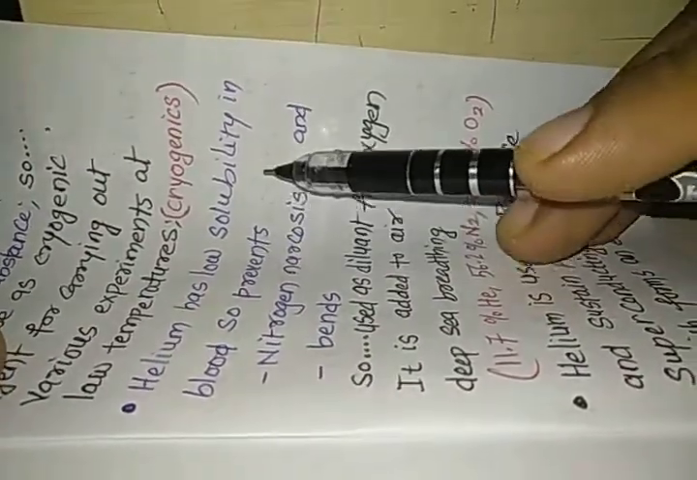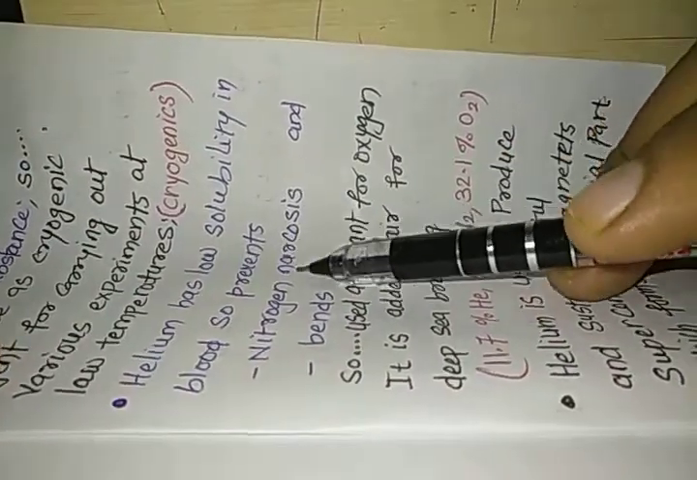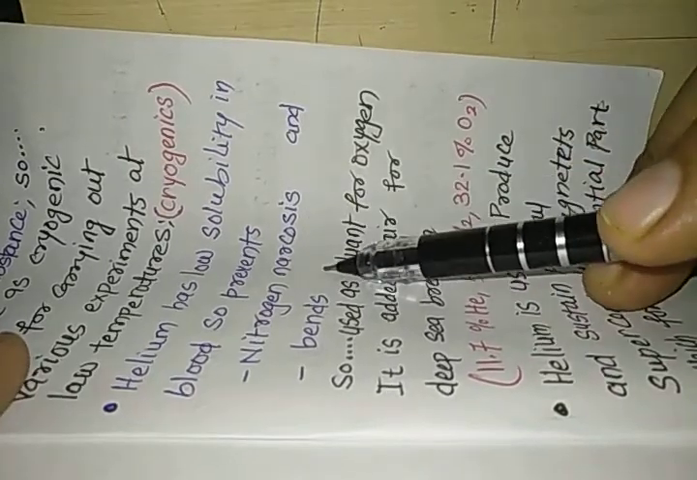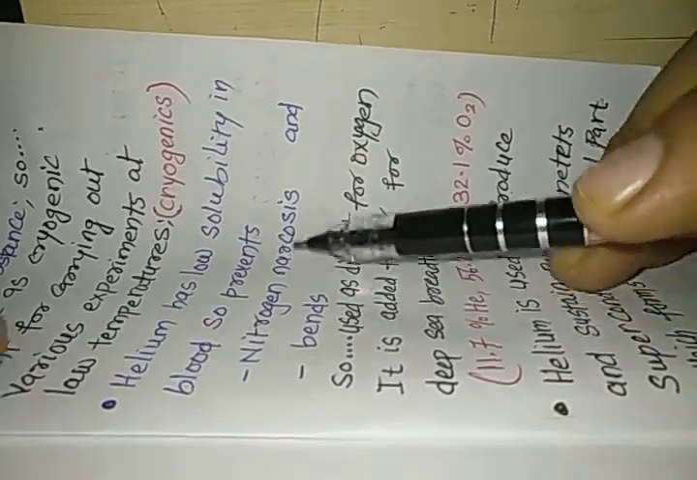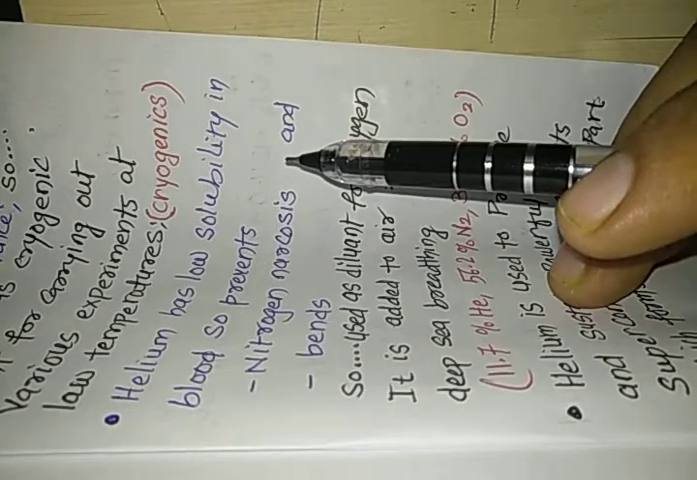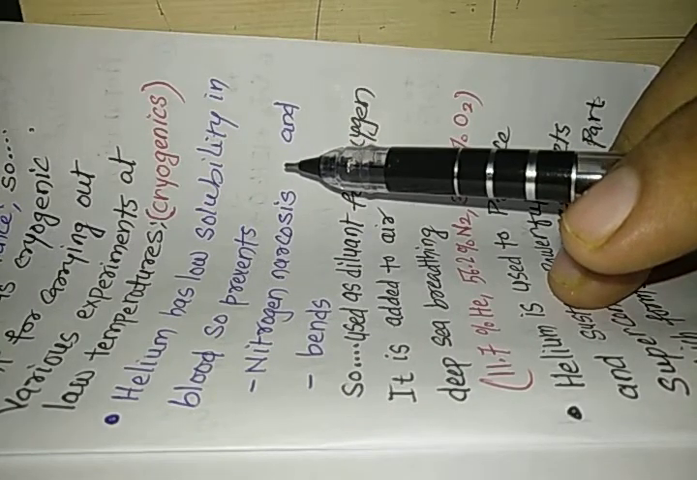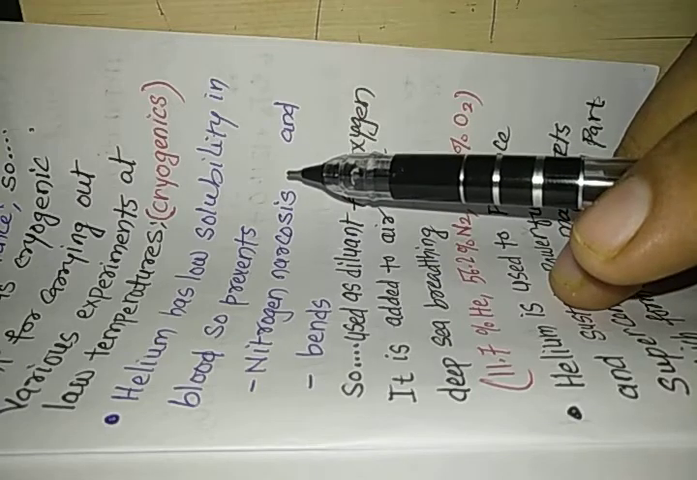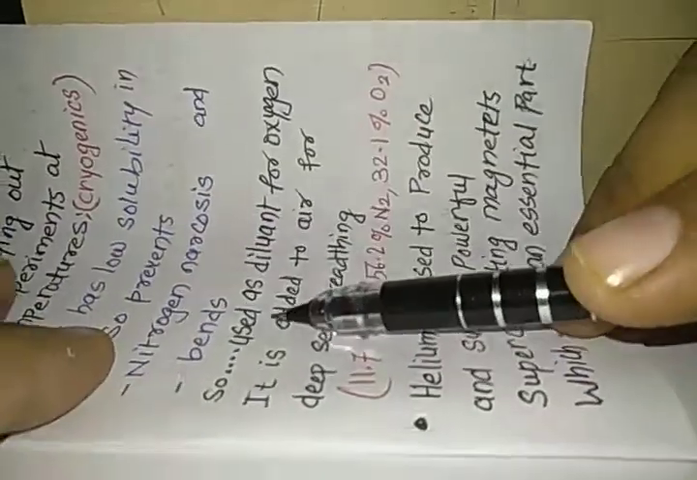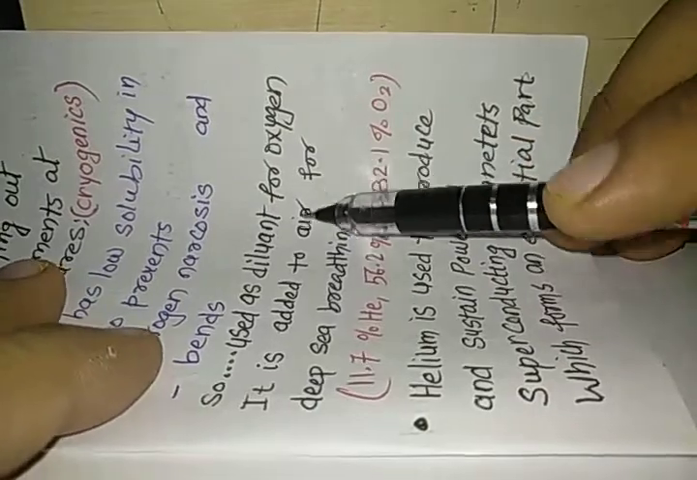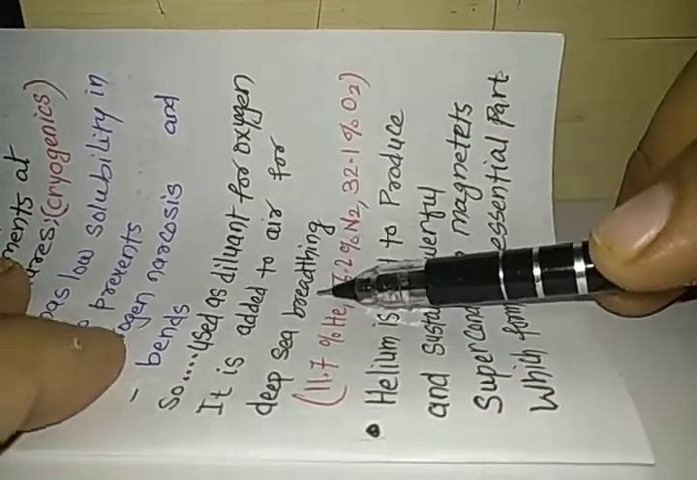Helium has low solubility in blood, so it prevents nitrogen narcosis and the bends. Nitrogen narcosis and bends are two different types of defects that take place when people have breathed in a larger amount of nitrogen. So it is used as a diluent for oxygen, added to air for deep sea breathing.